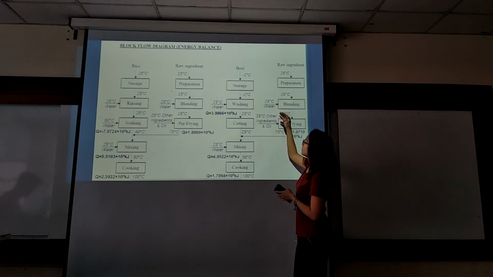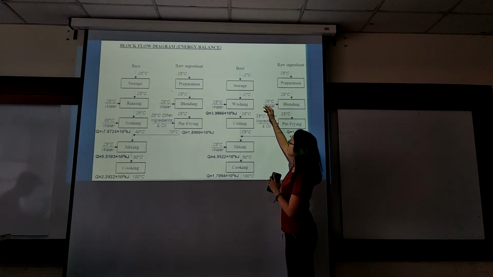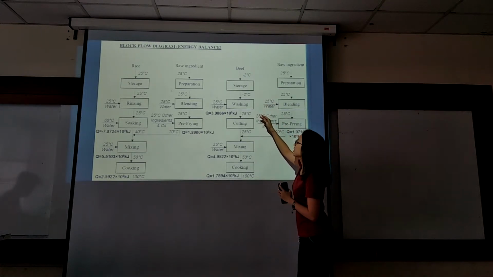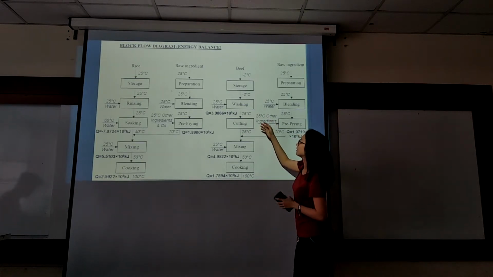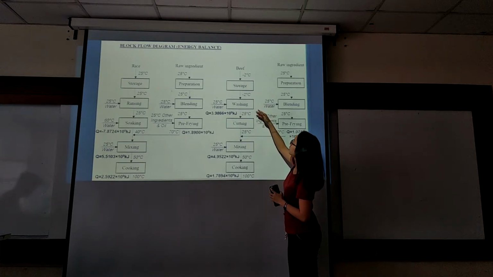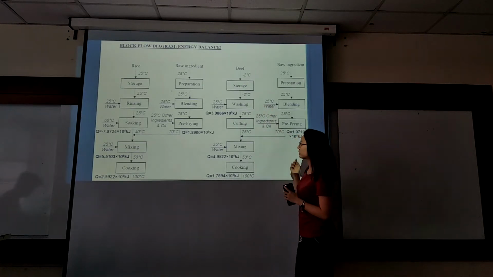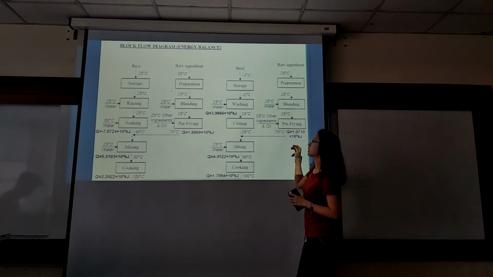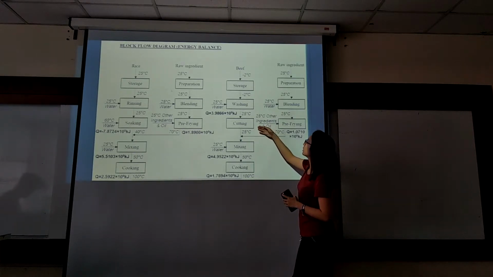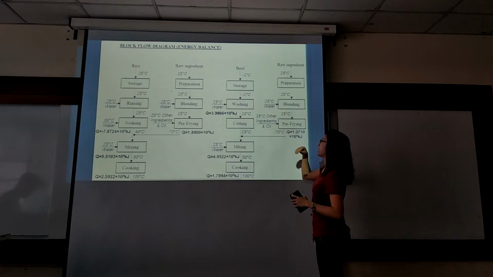So -2 degrees Celsius storage, and after storage also -2, and then we will undergo the washing process. Water enters at 25 degrees Celsius, and we assume that after the washing process it will become 25 degrees Celsius. So the energy required here is 3.9866 times 10^5 kJ. After that, we will undergo the cutting process. In the cutting process, no energy is consumed because the temperature remains the same.